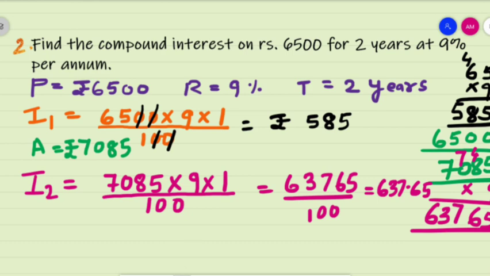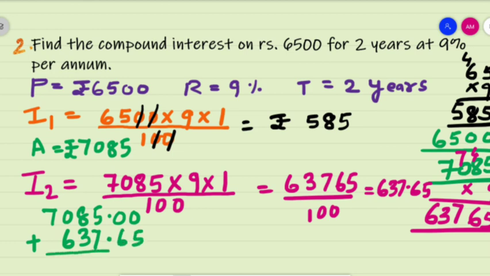So what will be the amount? You have to calculate it with the same formula: 7085.00 plus 637.65. So this is the amount he will be getting after the second year. 5 plus 5 is 10, and so on, and you are getting 7722.65. So this is the amount the man will be getting after the second year.